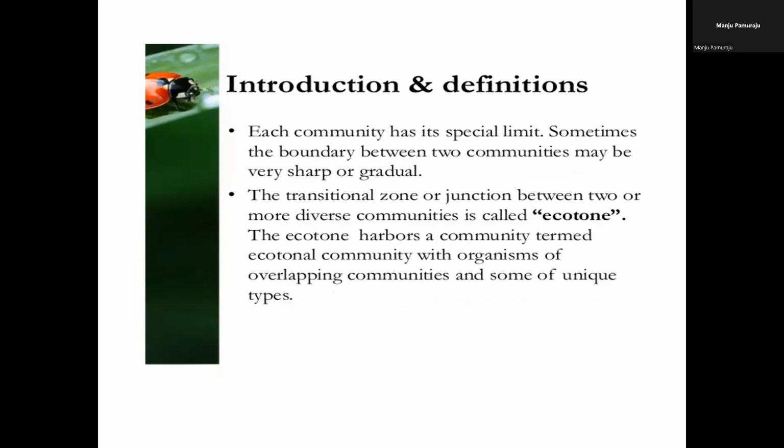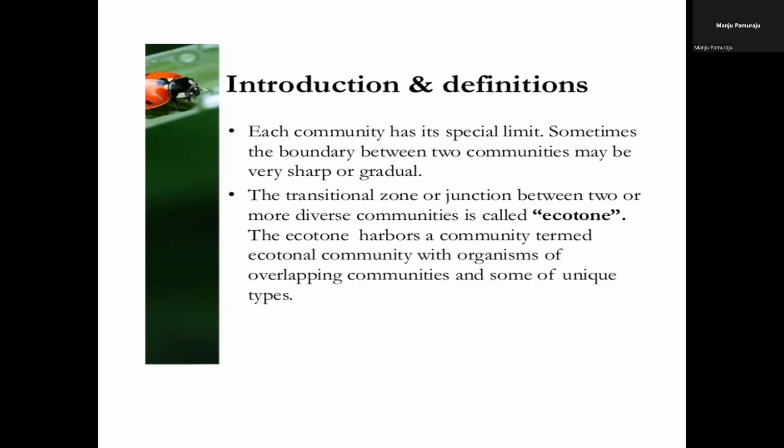Each community has its special limit. Sometimes the boundary between two communities may be very sharp or it may be gradual. The transitional zone, the junction between the two communities, is called the ecotone. This is an important point to note down, as ecotone generally comes in competitive exams. An ecotone harbors a community termed the ecotonal community, with organisms of overlapping communities.